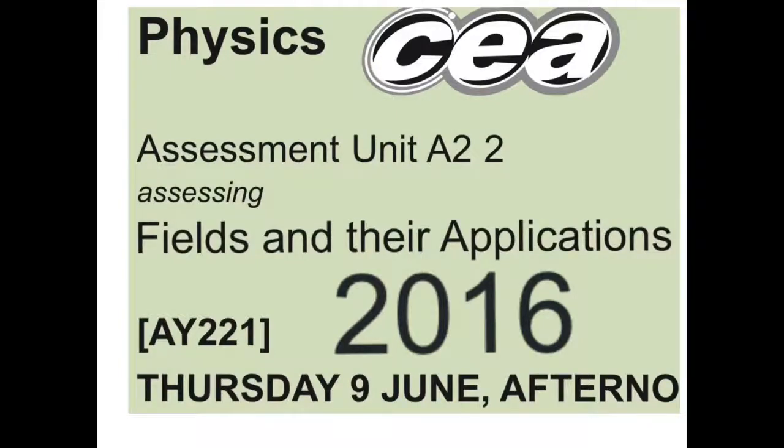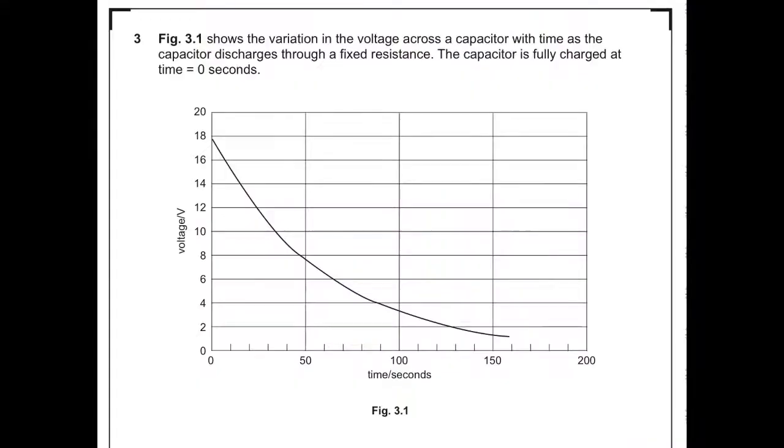Right, so here we go with A2 Physics from CCEA, and this is Fields and Their Applications from June 2016. Question 3. Figure 3.1 shows the variation in voltage across the capacitor with time as the capacitor discharges through a fixed resistance. The capacitor is fully charged at time equal to 0 seconds.